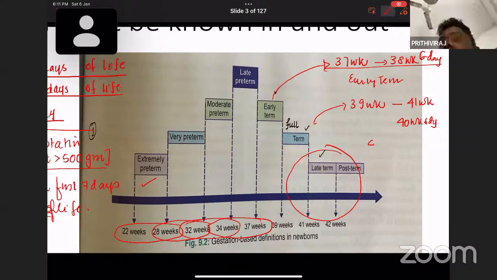So what about low birth weight, very low birth weight, extremely low birth weight? Simple. Any baby born, irrespective of the gestational age, please see this, if the baby's weight is less than 2.5 kg or 2,500 gram, then it is known as low birth weight.